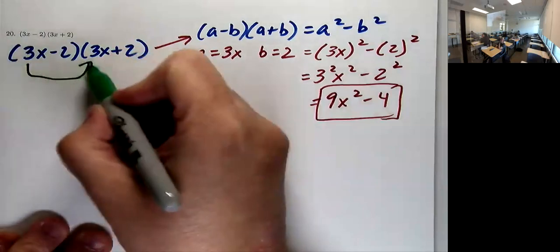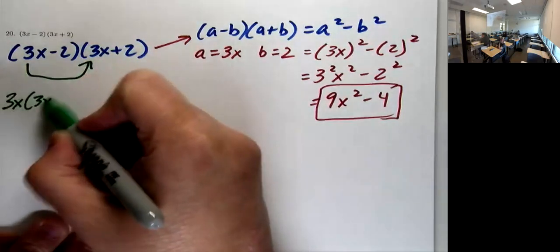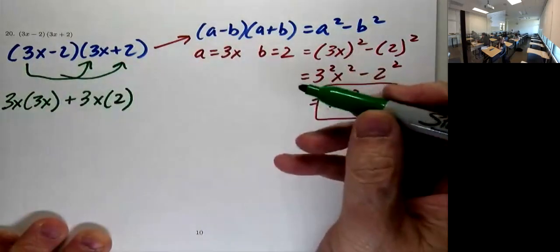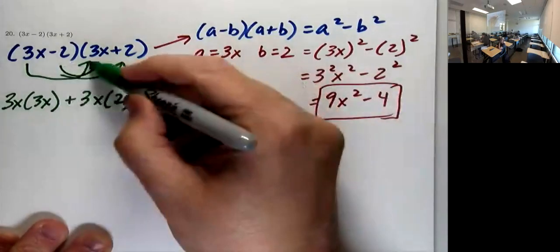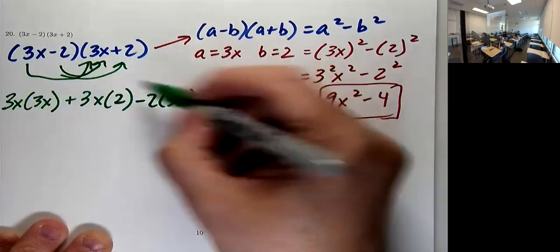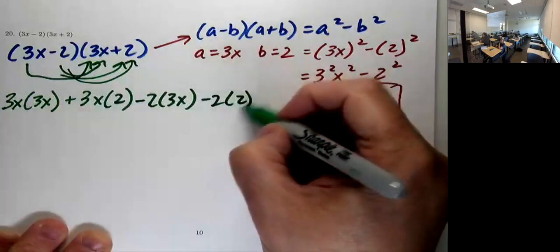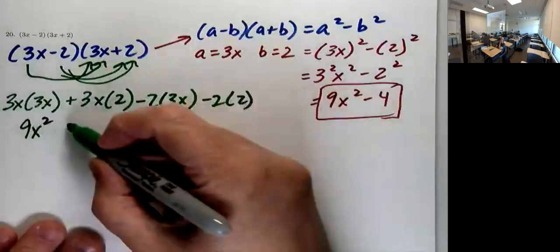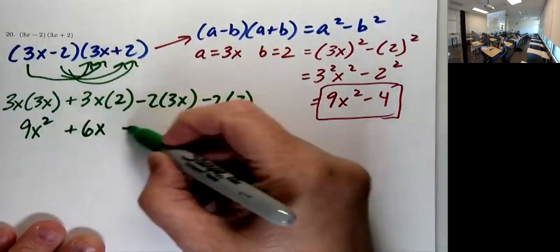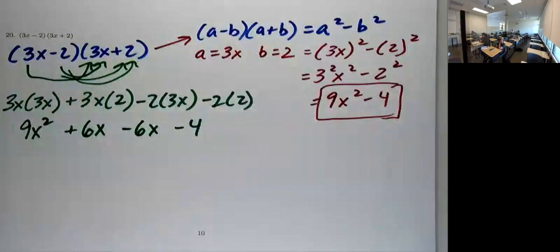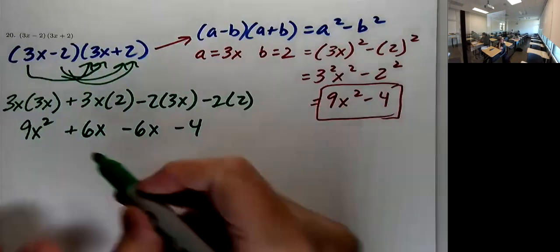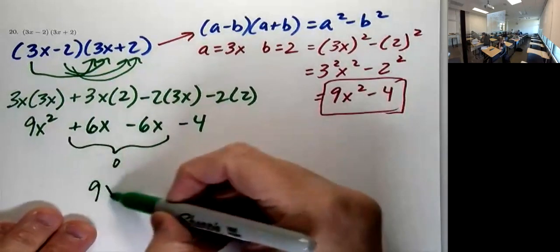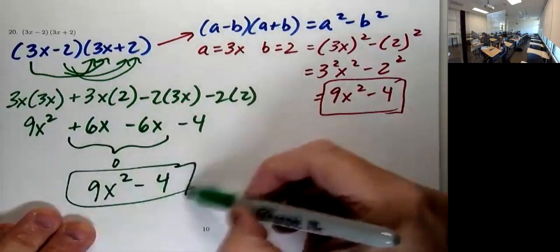You can distribute. 3x times 3x, plus 3x times 2, and then minus 2 times 3x, and minus 2 times 2. This gets you 9x squared plus 6x minus 6x minus 4. The 6x's purge themselves. And we're just left with 9x squared minus 4. So both ways will get you the same answer.